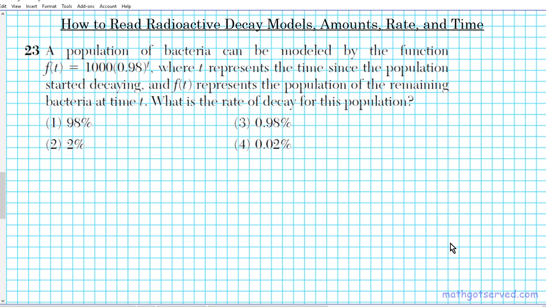Question 23 reads, a population of bacteria can be modeled by the function f of t equals 1000 times 0.98 raised to the t, where t represents the time since the population started decaying, and f of t represents the population of the remaining bacteria at time t. Question, what is the rate of decay for this population? Looking at this radioactive decay model, can you tell what the decay rate is?